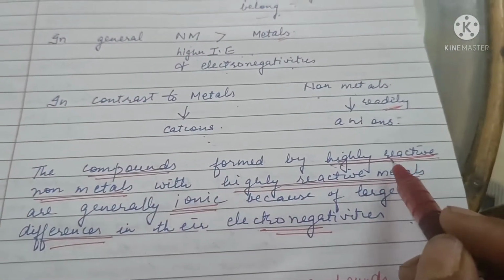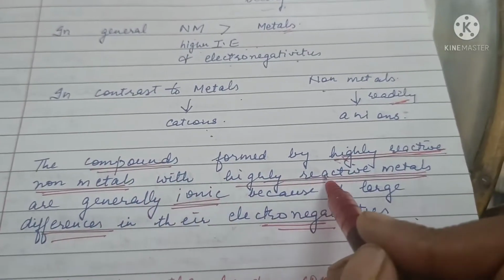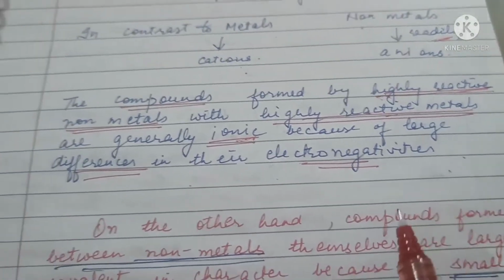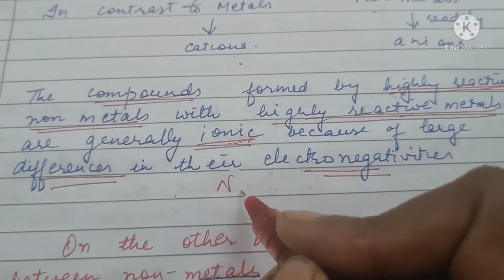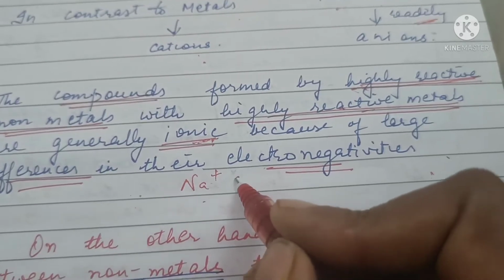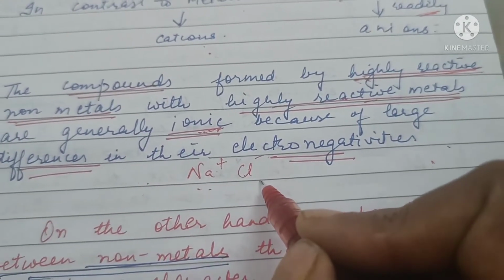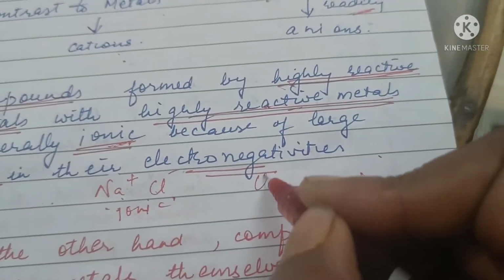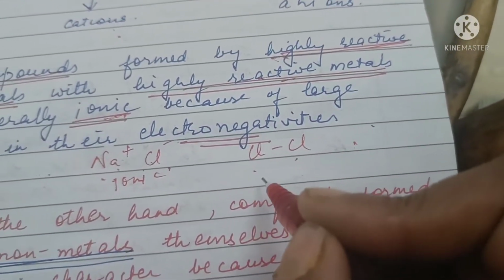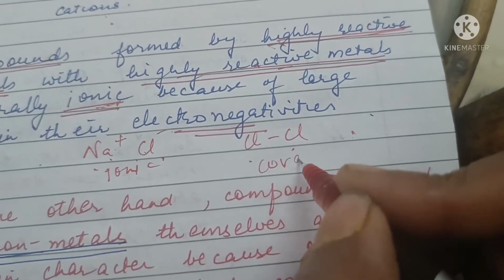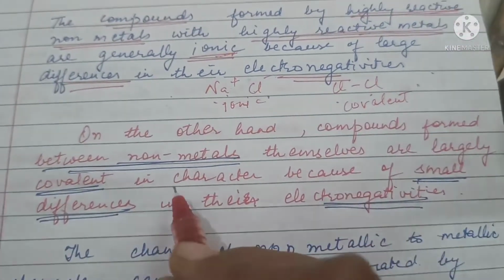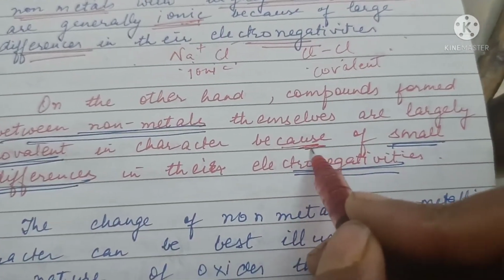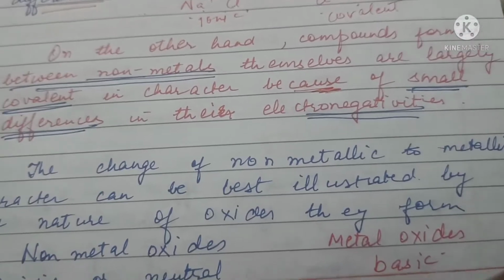The compounds formed by highly reactive nonmetals with highly reactive metals are generally ionic because of the difference in their electronegativity. For example, a compound formed between this metal and this nonmetal will be ionic in nature. On the other hand, the compound formed between two nonmetals is covalent in nature, because of the small difference in their electronegativity.